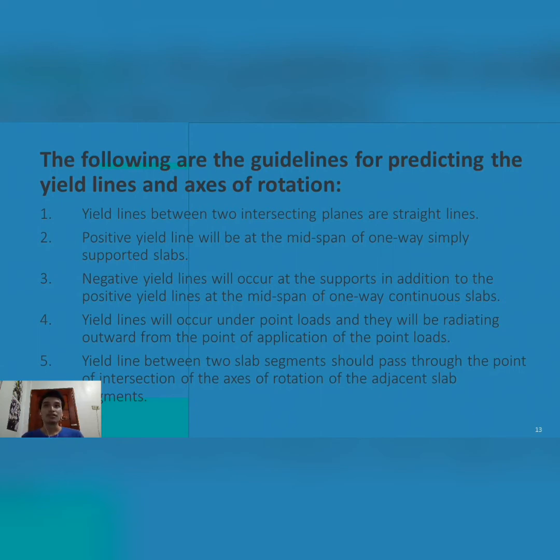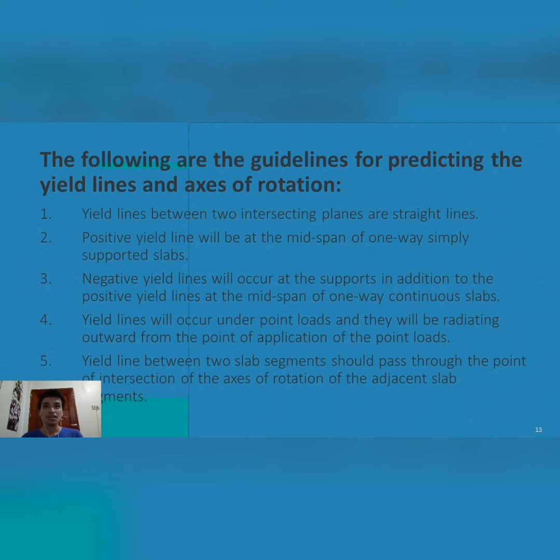Next is number 4, yield lines will occur under point loads and they will be radiating outward from the point of application of the point loads. So, kung saan syempre mag-a-act yung pinaka nabibigatan, kung saan siya mas nabibigatan, nandun yung yield line. So, sa one-way slab, sa gitna siya mas pinaka nabibigatan dahil yun nga, parang pinakamahinang part niya. So, number 5.